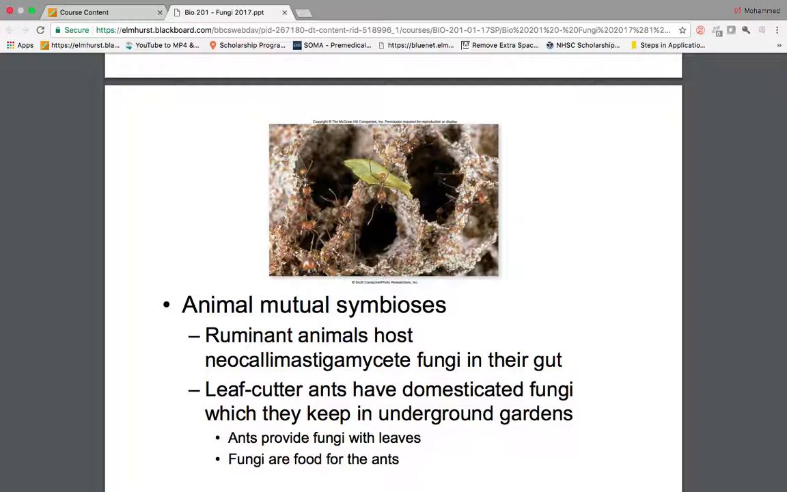Mutualistic associations are also so important that they help make it so that animals that eat plants are able to break down that cellulose. So if you think about things like cows, they eat grass. But much of the energy they obtain from the grass is in the cellulose that they eat. So how do they get any energy out of the cellulose?